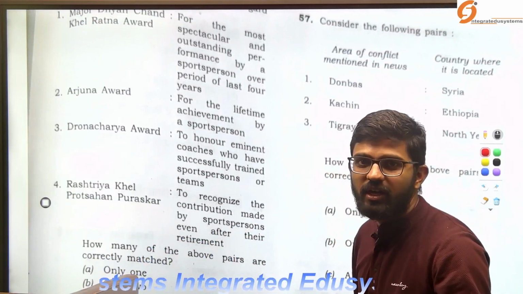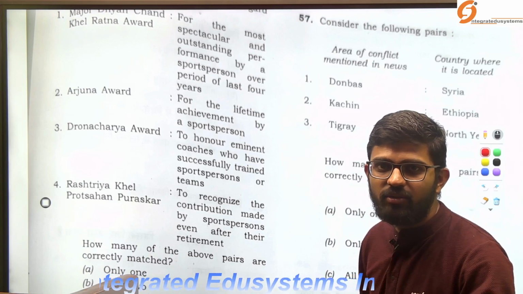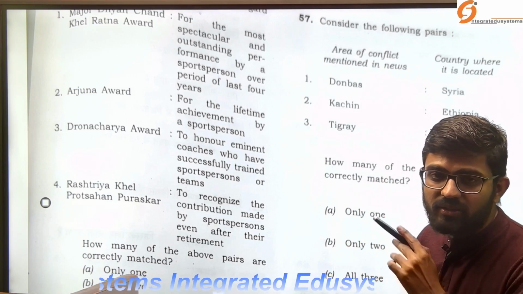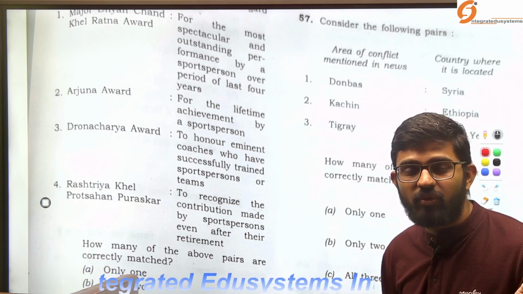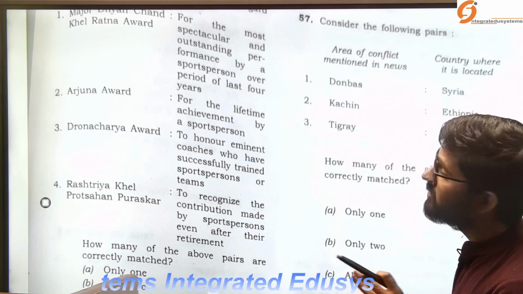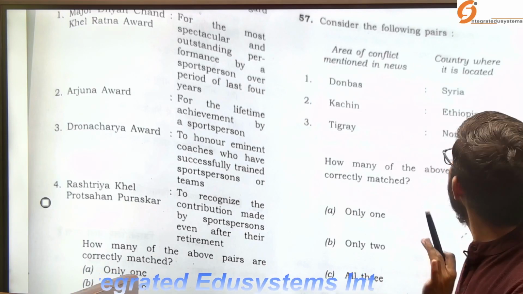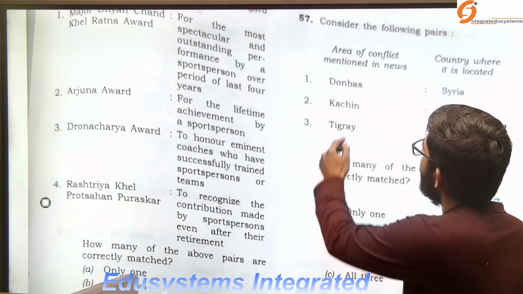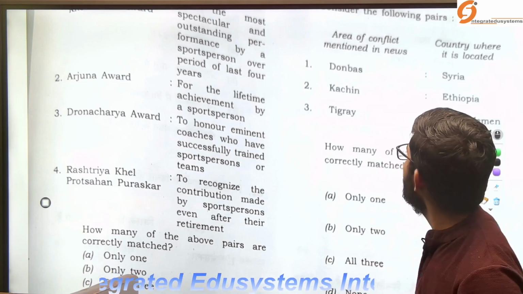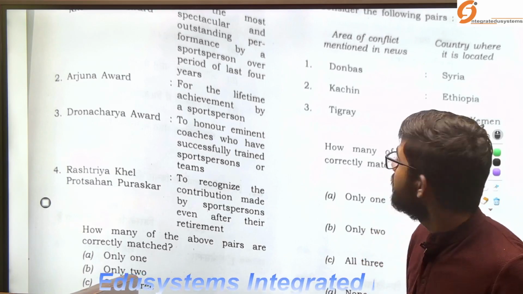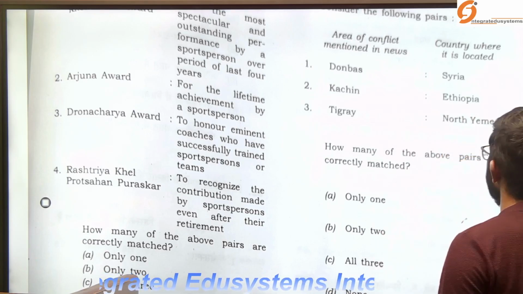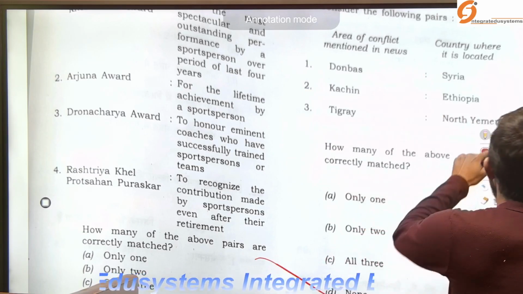See, again world affairs section, again Hindu world page, again Indian Express world page. Consider the following pairs. This question was even asked in 22. If you have understood those questions in 22, the same pattern has been conducted this year also. Area of conflict mentioned in news, and the country where it is located. See, Donbass, conflict, Ukraine, Putin fan. Understand. Donbass, Ukraine. Kachin, Ethiopia? No. Tigray. North Yemen? No. So answer here is D.